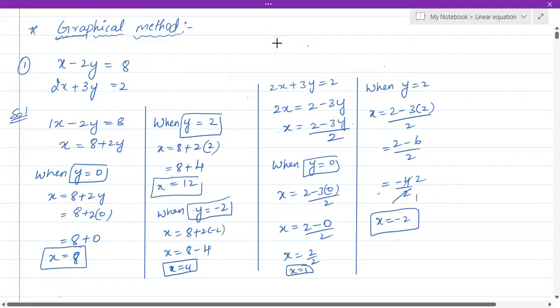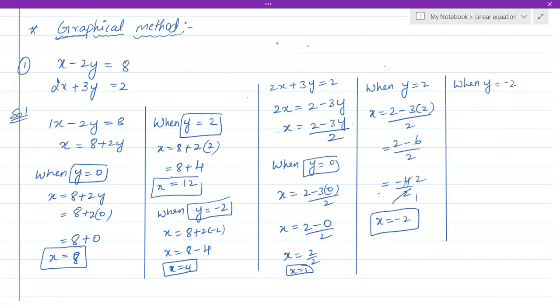Let's check with minus 2. Minus 2 is possible. Okay, so when y is equal to minus 2, x will become 2 minus 3 into minus 2, divided by 2. So 2 minus into minus is plus, 3 twos are 6, divided by 2. 2 plus 6 is 8. 8 by 2 is 4. So we got the three values.